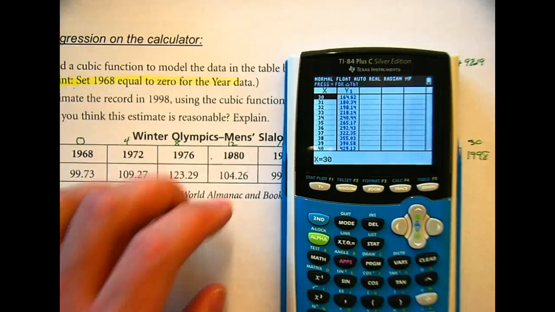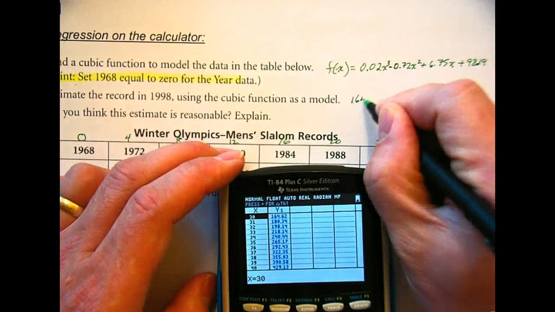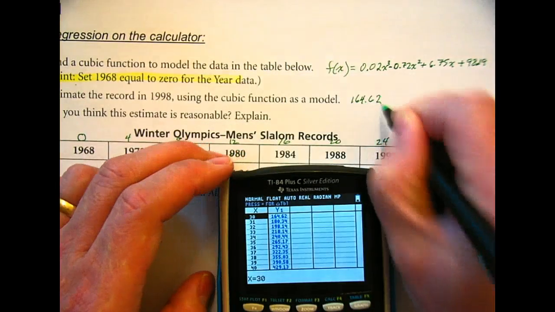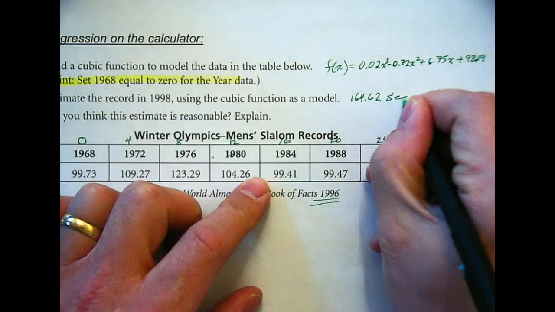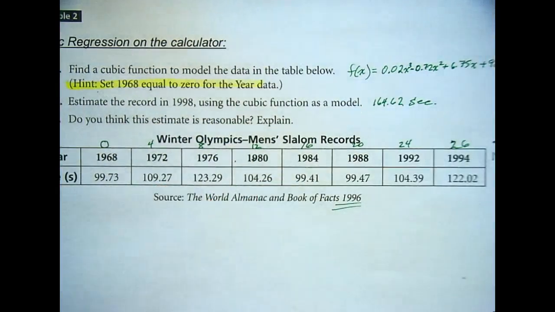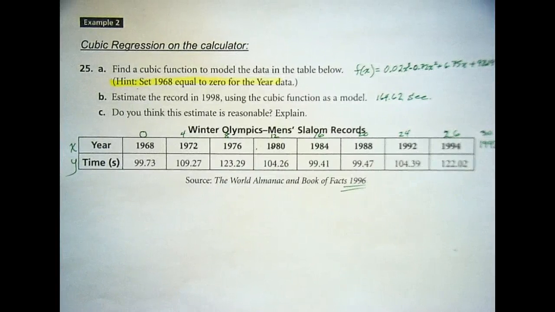So I have 164.62. Okay, now that's seconds. Do you think that estimate is reasonable? Yes, no, why not? I'm going to talk with your neighbor about it.